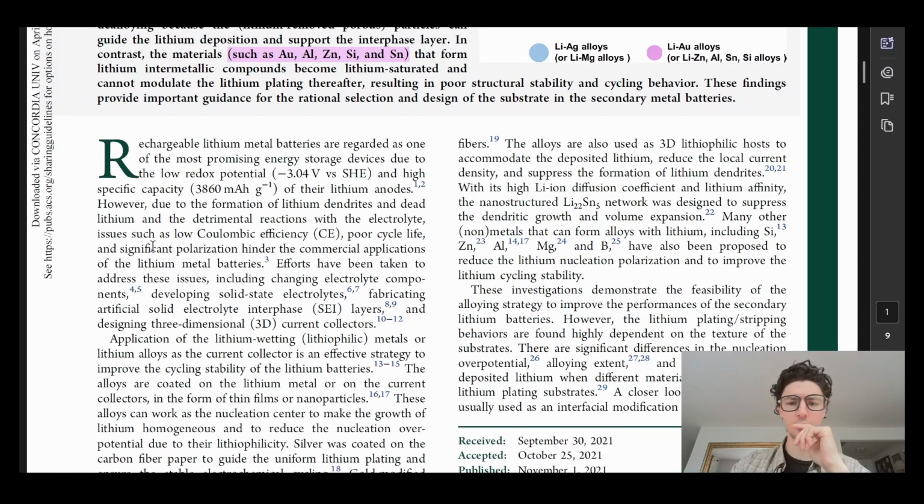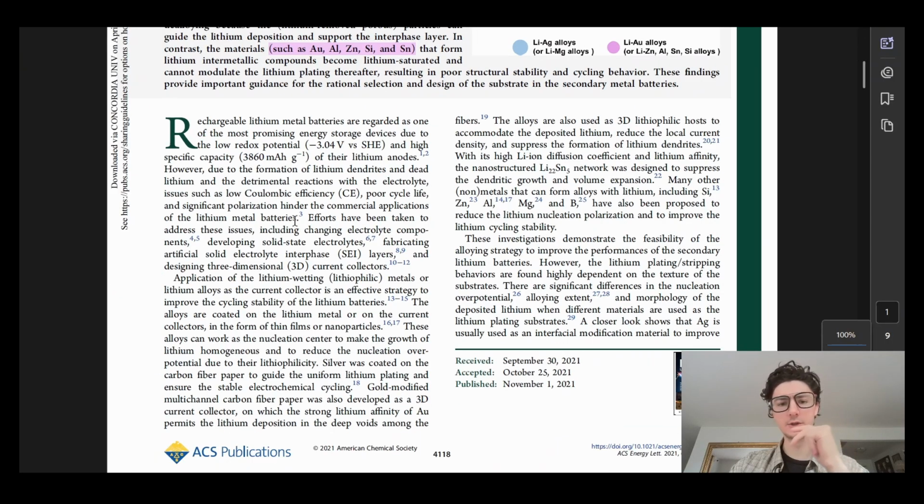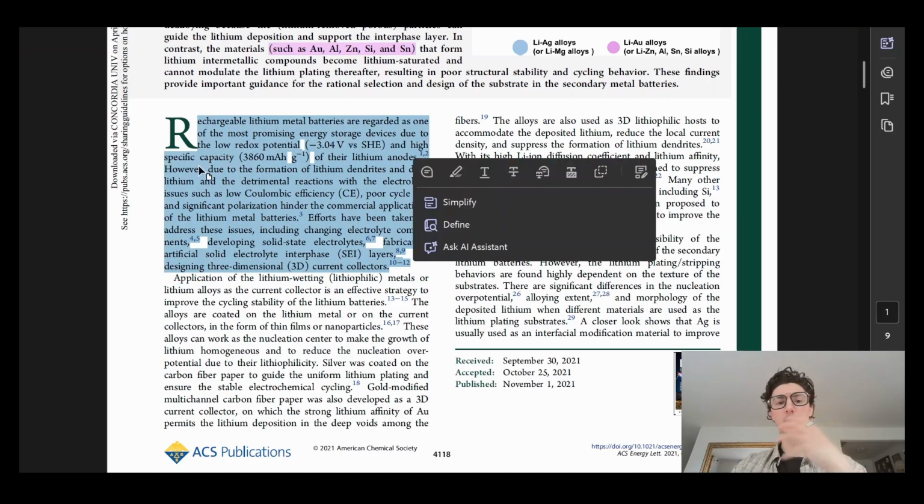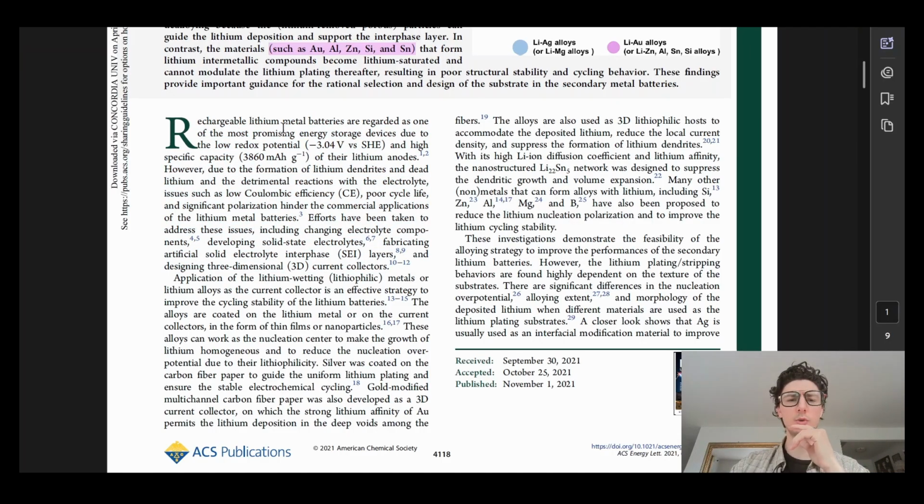Let's take a look at the introduction. Like I said, I can't read every word of this, so I'm just going to skim through. The introduction is normally broken down into a couple of paragraphs. You can see paragraph 1 here is super broad. They kind of try to introduce the subject to all audiences. So it says, rechargeable lithium metal batteries are regarded as one of the most promising energy storage devices due to the low redox potential and high specific capacity of their lithium anodes. However, due to the formation of lithium dendrites, so here they just introduce why they are interested in this research.